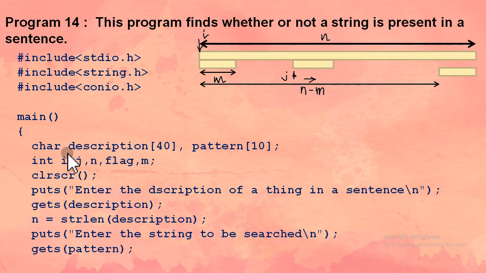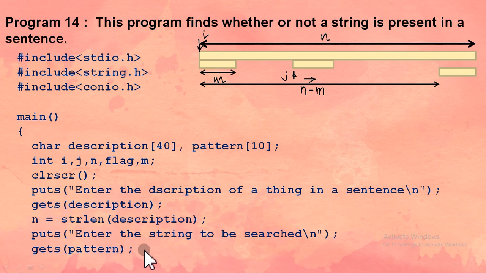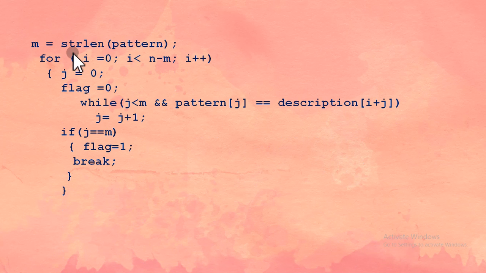So we will declare description, which is the text, which is lengthier than the pattern. Okay, these are all the variables that are needed. Enter the description of a thing in a sentence. gets(description). Okay, n equal to strlen(description). Okay, m equal to strlen(pattern). So in the previous stage we obtained the length of the text, the length of the big sentence or big string.